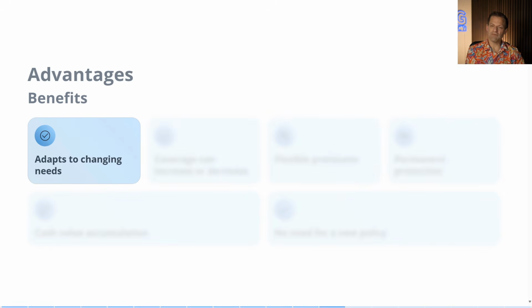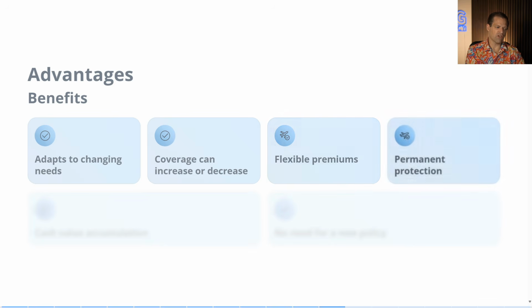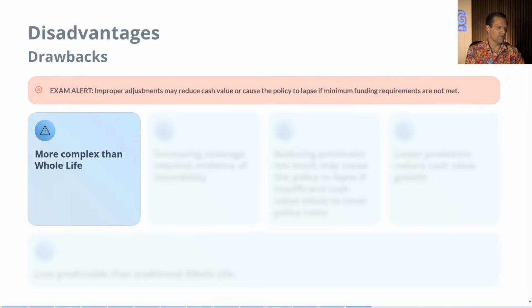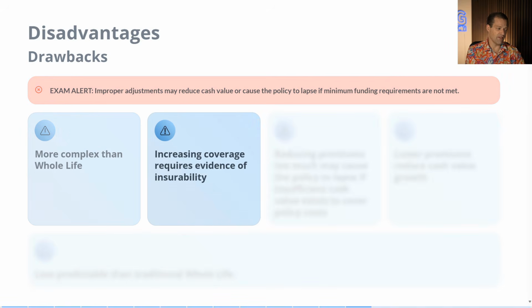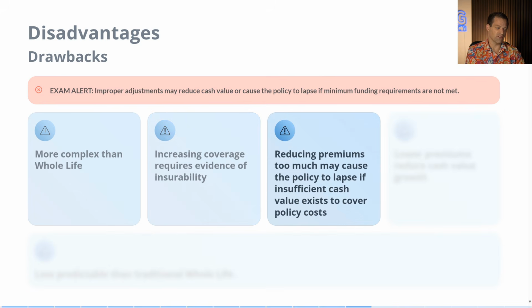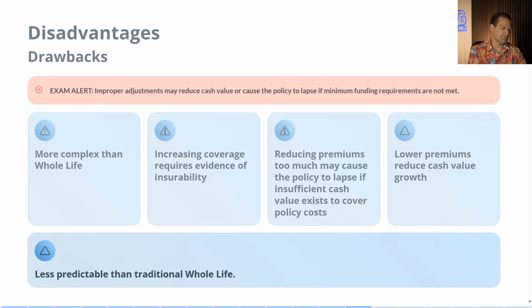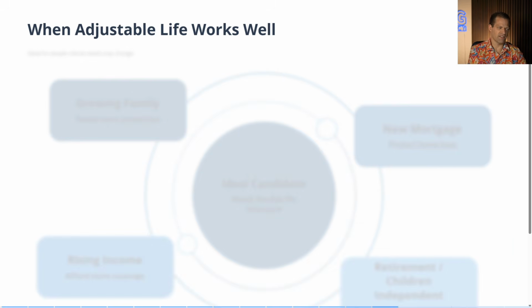Advantages include adapts to changing needs, coverage can increase or decrease, flexible premiums, permanent protection, cash value accumulation, and no need for a new policy. The drawbacks include more complex than whole life, increasing coverage needs evidence of insurability, reducing premiums too much may cause a policy to lapse, and lower premiums reduce cash value growth. Remember that improper adjustments may reduce cash value, that's important, or cause the policy to lapse. And they're a bit less predictable than whole life insurance, okay, because of these flexibilities.